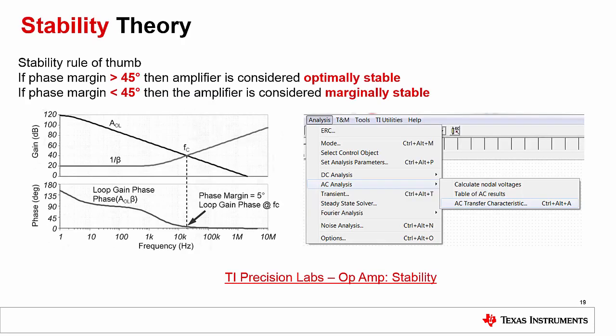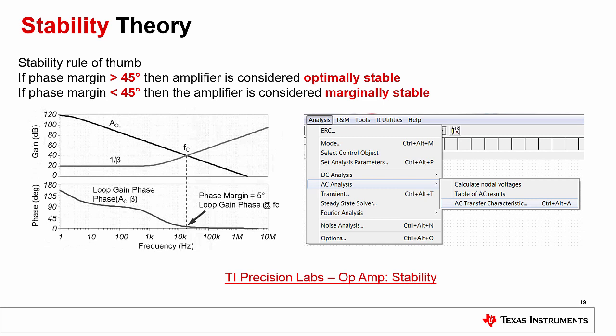For optimal stability, we use a rule of thumb which states that a phase margin of 45 degrees or higher is required. While a circuit may work with a phase margin of less than 45 degrees, it is considered to only be marginally stable and will show significant overshoot and ringing. For more information on amplifier stability theory, stability simulations, and how to make a circuit stable, please see TI Precision Labs on op-amp stability section, which is linked below.